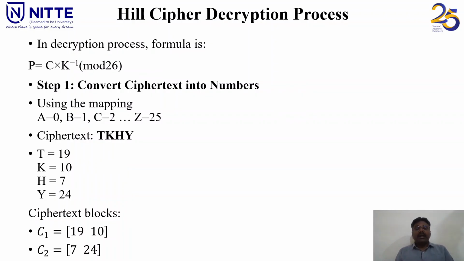Compared to the decryption process, the encryption process is simpler because we directly multiply the plain text with the key matrix. When we come to the decryption process, the formula we are going to use is: plain text P equals the cipher text block multiplied with the inverse of the key matrix. Here, the inverse of the key matrix has to be obtained before performing the decryption process. So again, TKHY, whatever the cipher blocks are there, I'm going to divide into C1 and C2. This is 19, 10 and 7, 14.